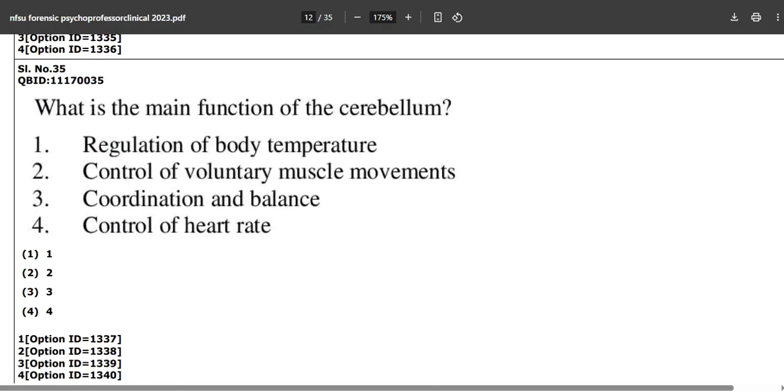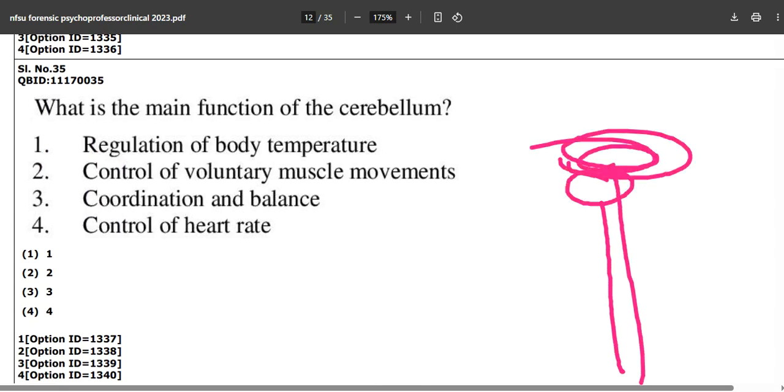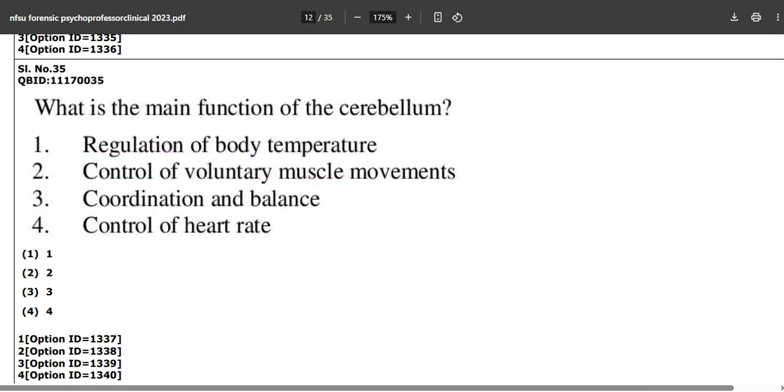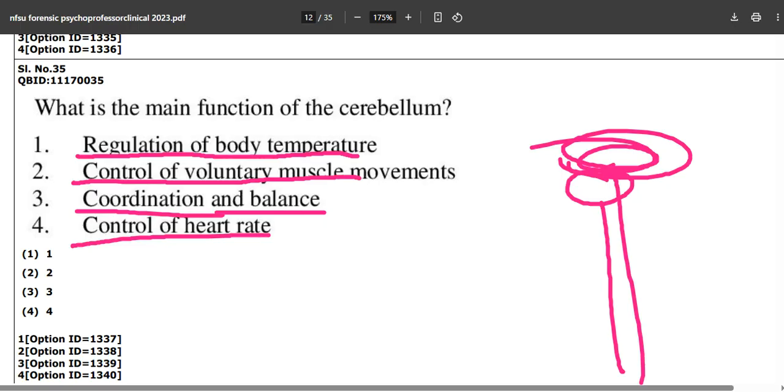What is the main function of the cerebellum? As soon as you step up to the brainstem, medulla oblongata, there you will have this cerebellum over here. Regulation of body temperature, yes. Control of voluntary muscle movements, why not? Coordination and balance, absolutely. Control of heart rate, that is what we were looking for. Okay, so what is the correct answer? Everybody knows what the main function of the cerebellum is.